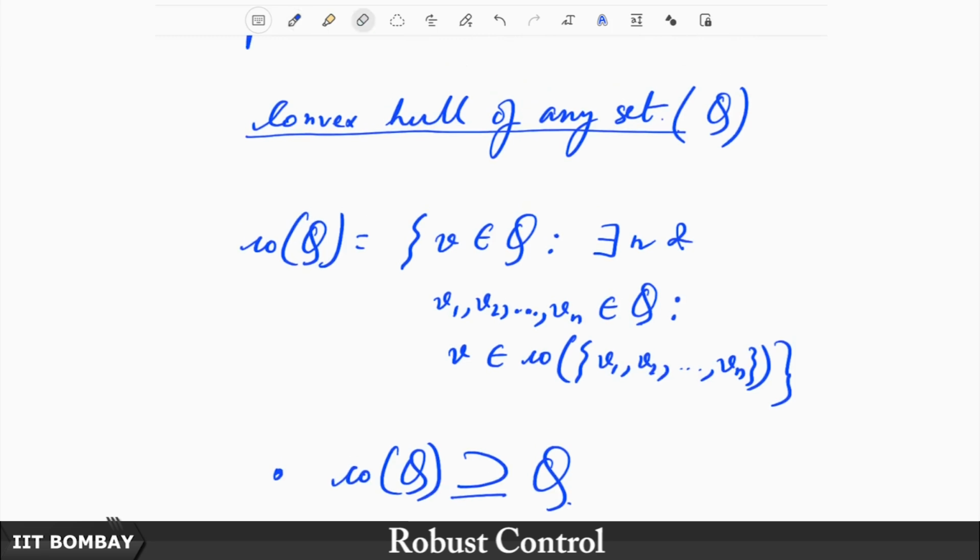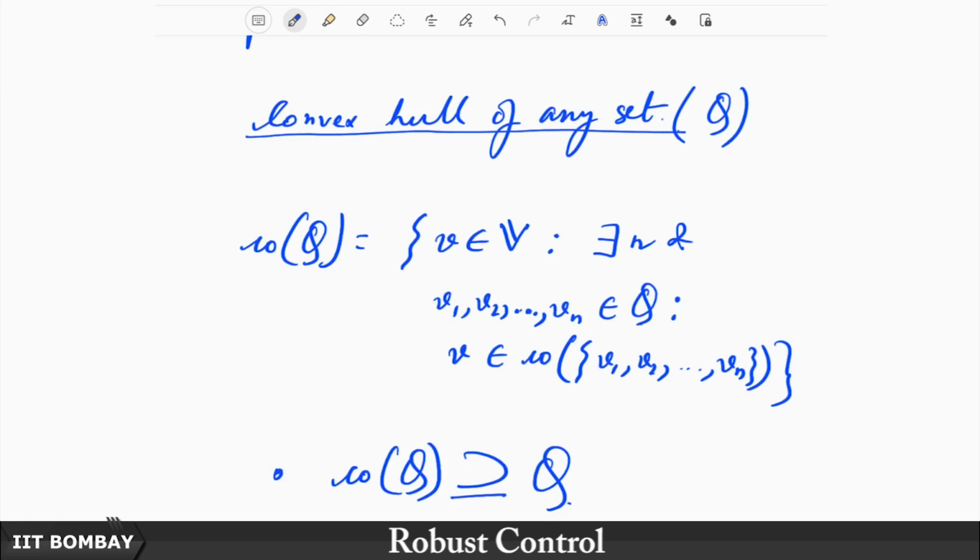I think I need to modify this. So, I think this is this V. I need to really redefine this. This V is something that is coming from the vector space V, not the set Q. I should correct that.